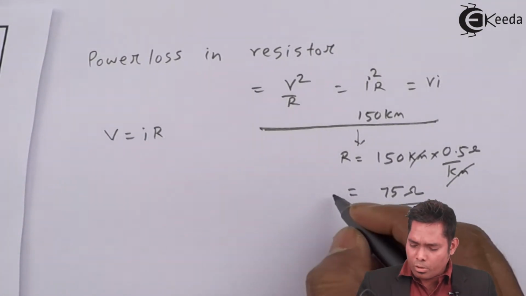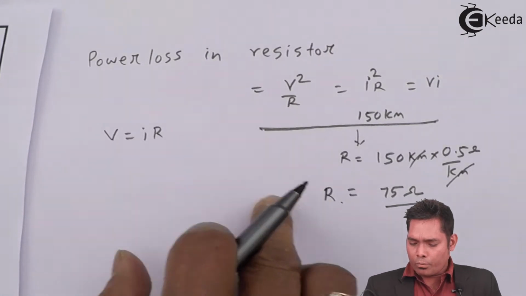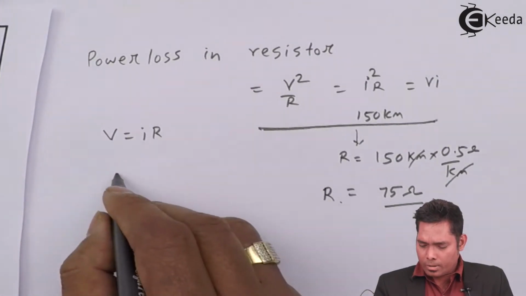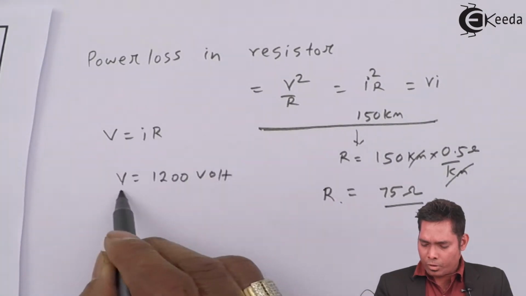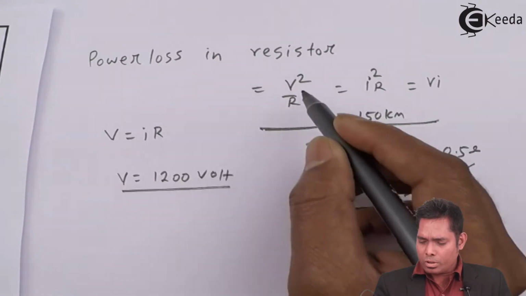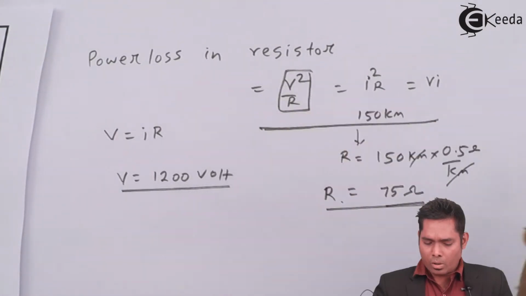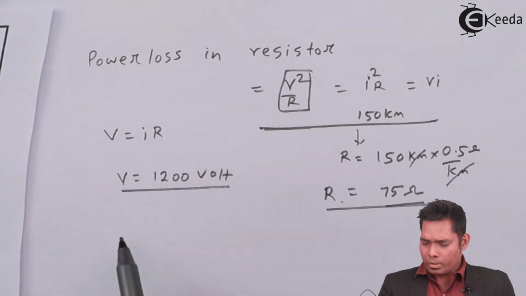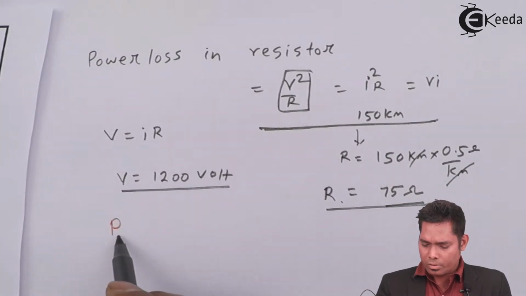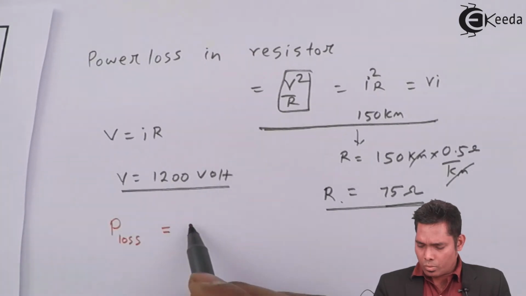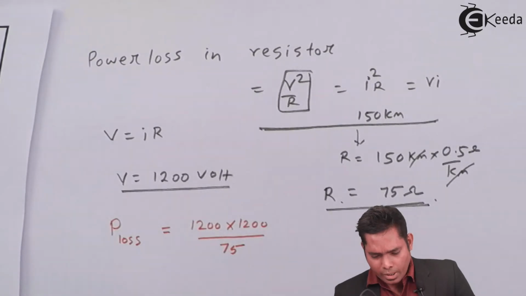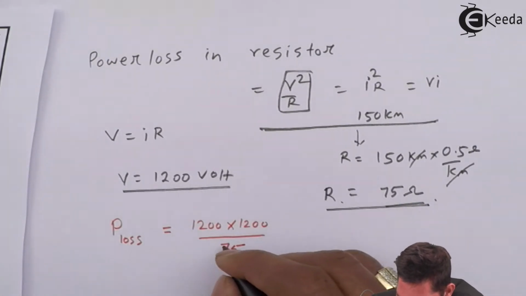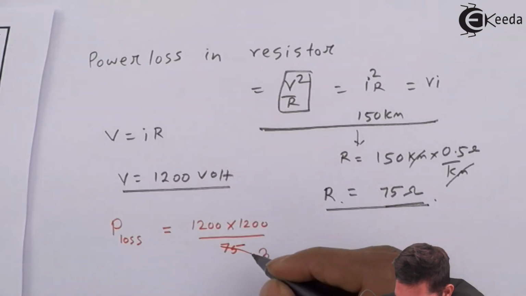So I have got the value of R and I have got the value of V, which is 1200 volt. So I have V, I have R. I can use this formula without doubt. If I do that, the power loss equals 1200 into 1200 divided by 75.